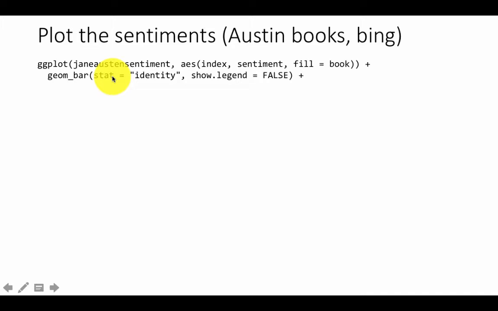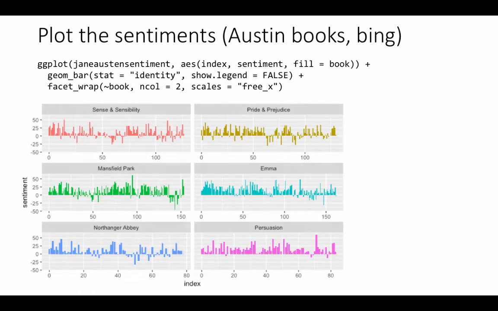That is, we are telling ggplot, look, you don't do any counting. Just plot what I've asked you to plot. Plot it as a bar, okay? And then show.legend equals false because we don't want it to show any legends. And then we are saying facet_wrap by book. In other words, create a separate bar chart for each book and break it into two columns. And then we're saying scales equals free_x. In other words, let the x-axis scales be free, right? By default, it'll make all the scales the same. But of course, we know that different books are of different length. So we want the x-axis to be free.